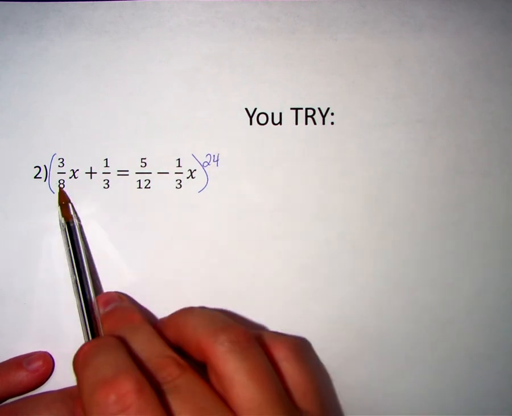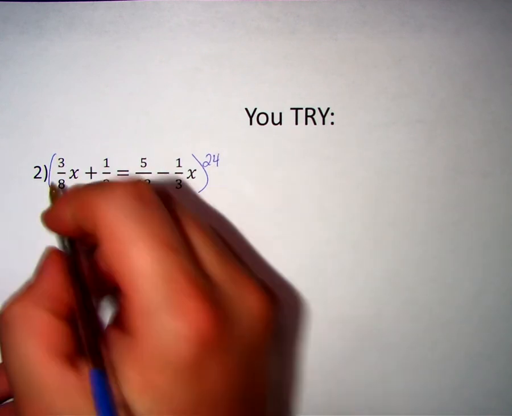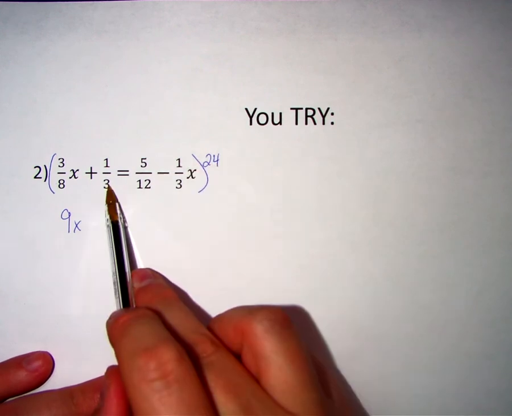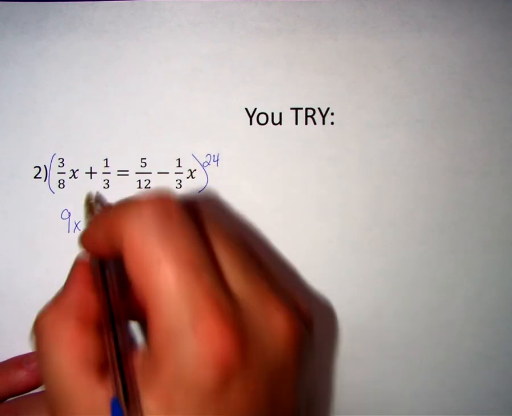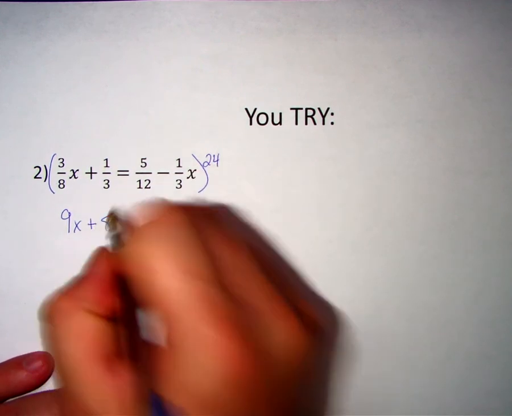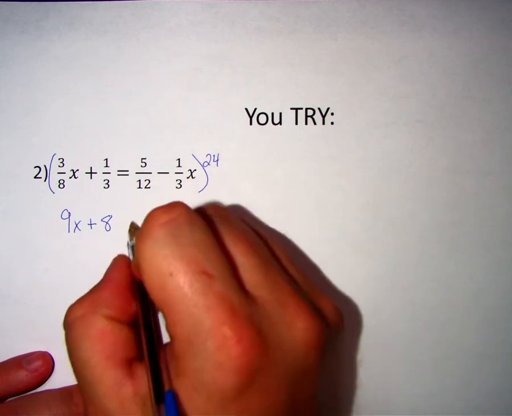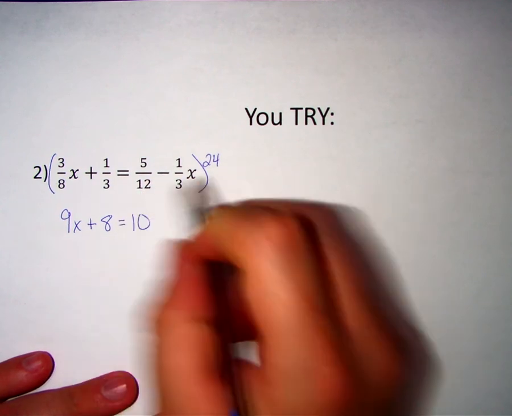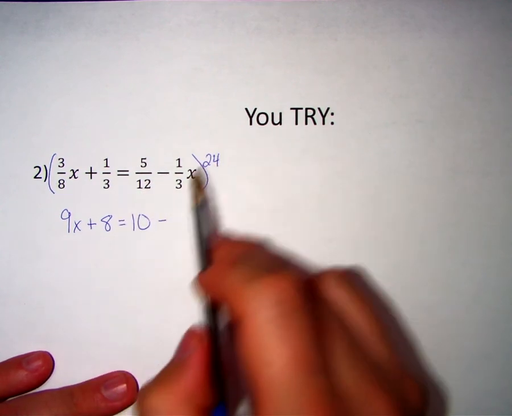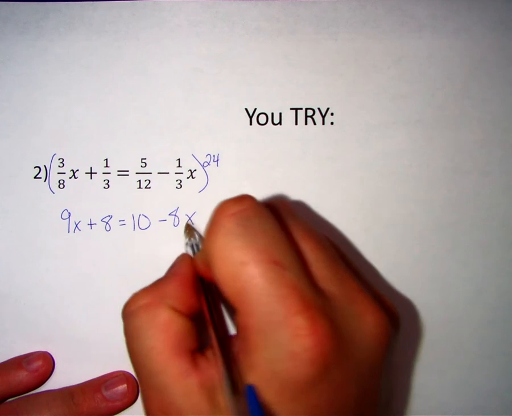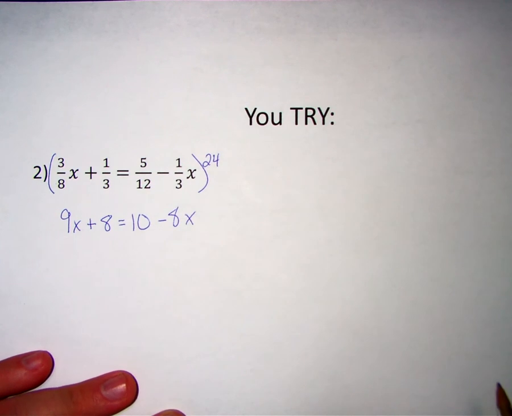24 divided by 8 is 3, times 3 is 9. 24 divided by 3 is 8, times 1 is 8. 24 divided by 12 is 2, times 5 is 10. 24 divided by 3 is 8, times 1 is 8. And we have simplified out the fractions very quick and very easily.